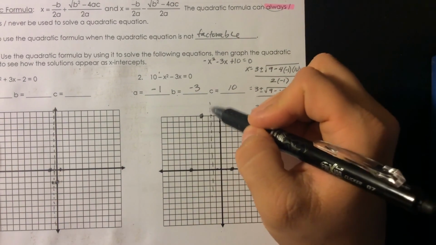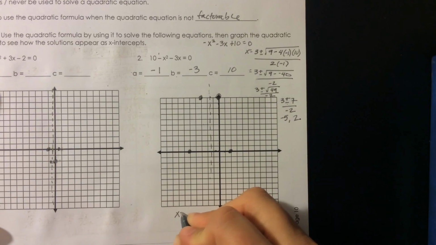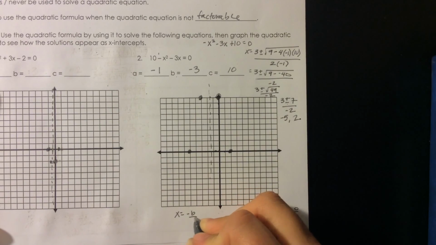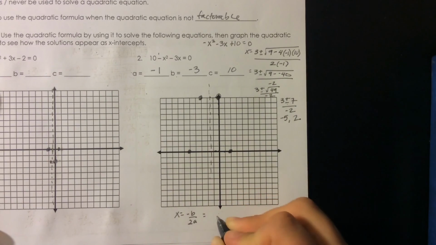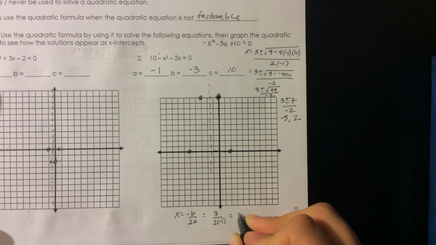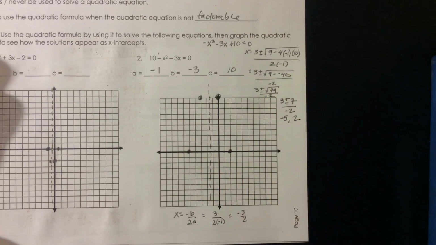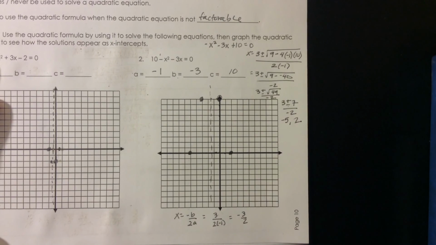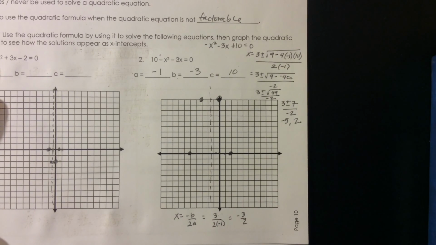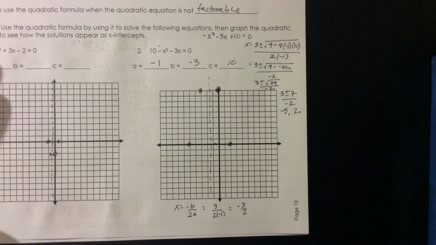So another way to find your axis of symmetry, guys, if you remember from Math 1, is your axis of symmetry is equal to negative b over 2a, which means we will have 3 over 2 times negative 1, which is negative 3/2. So we do have the correct axis of symmetry, and to find the vertex, all we need is the y value. So I'm going to substitute this negative 3/2 into our equation to see what we get.